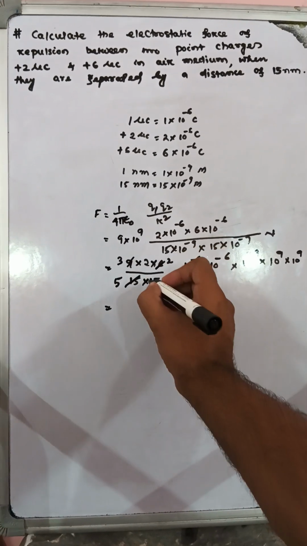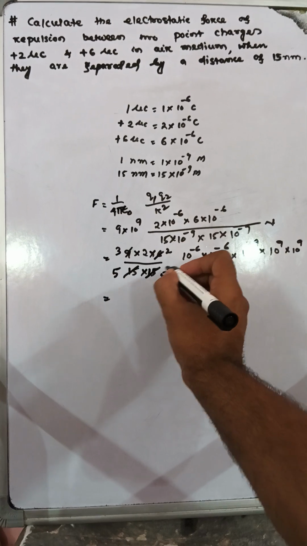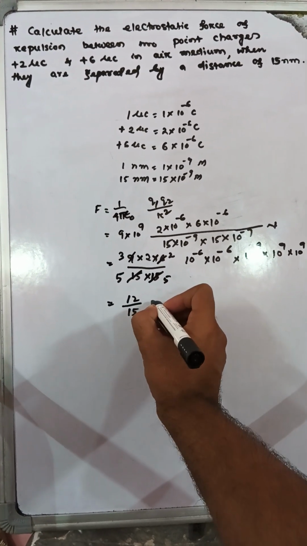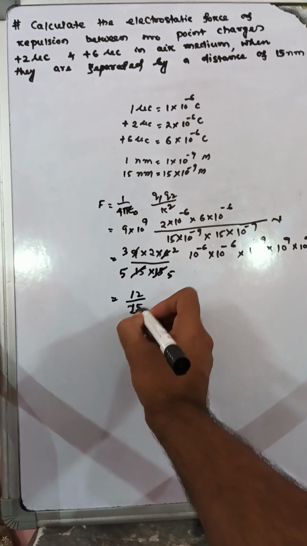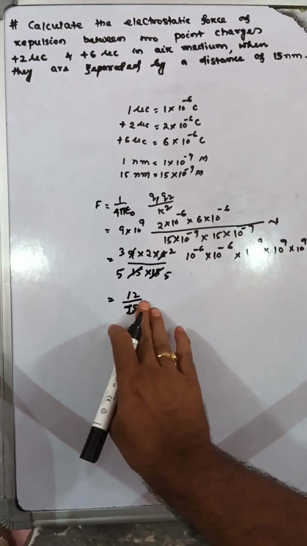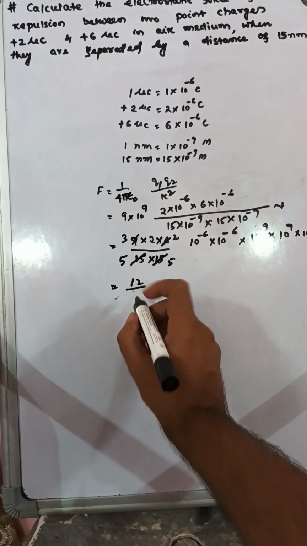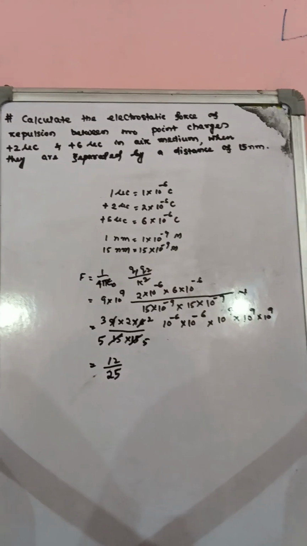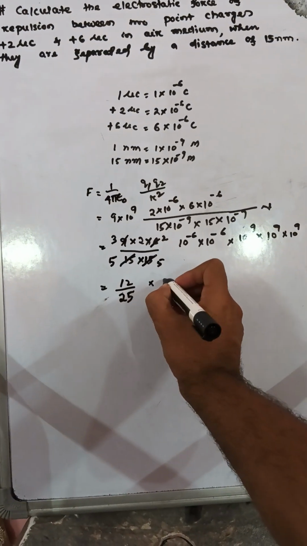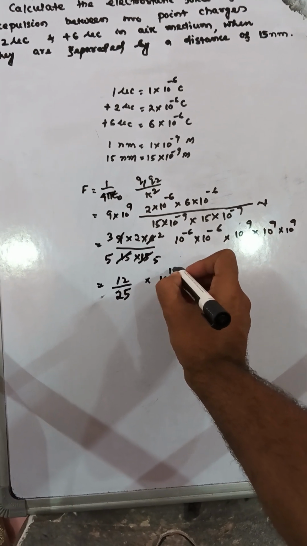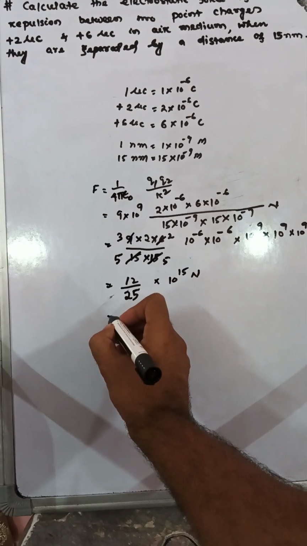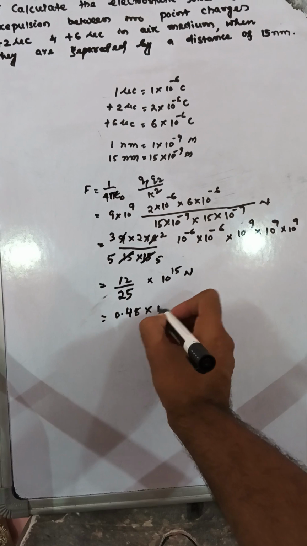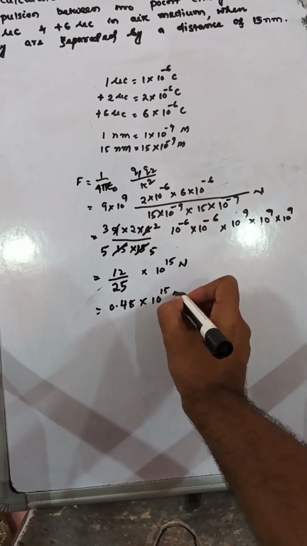Then 12 by 25, so 25, into 10 to the power 15 Newton. This will be 0.48 into 10 to the power 15 Newton.